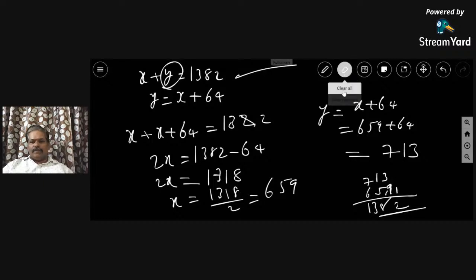So in this way, we can solve the sums of pair of linear equations, and condition-based sums will be there, and even in the pair of linear equations we will get one question based on the graphical representation. So practice those graph sums.